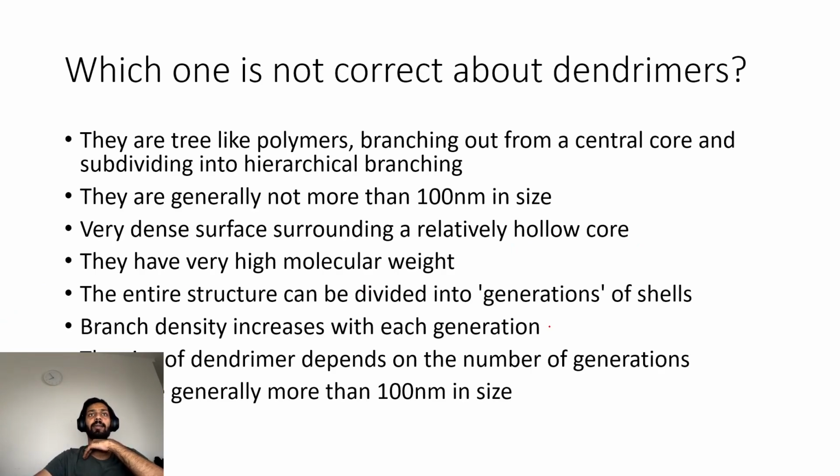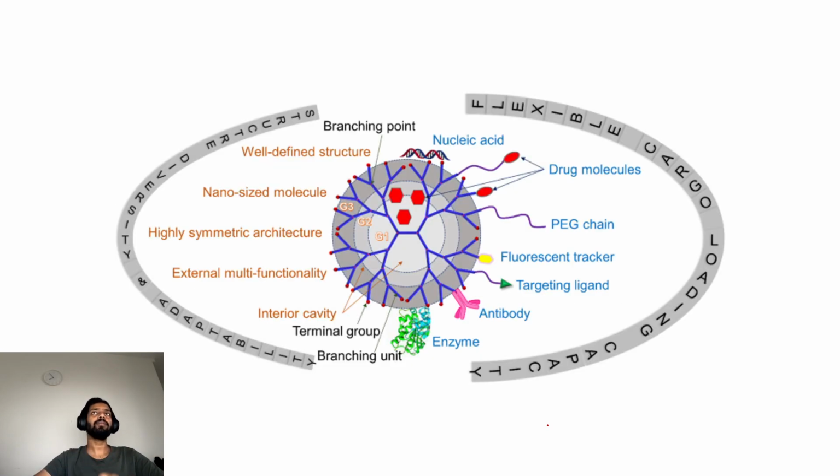The entire structure can be divided into generations of cells. Branch density increases with each generation. The size of a dendrimer depends on the number of generations, and they're generally more than 100 nanometers in size.